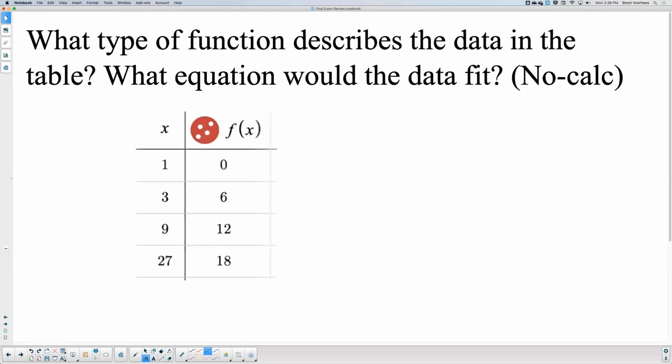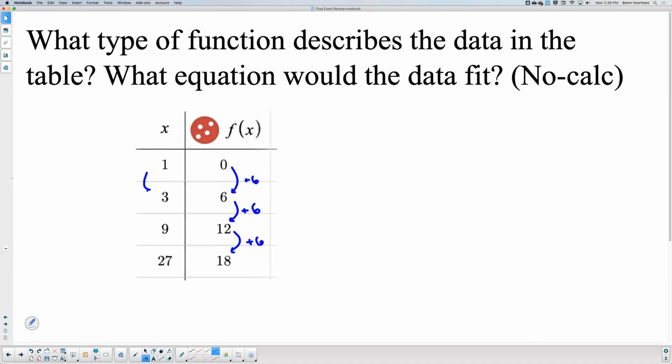Now moving on. Look at this table here. It says what type of function could be described in the data? Well, I can quickly observe when looking at this, the x's go from 1 to 3, 3 to 9, 9 to 27, and over here 0, 6, 12, 18. I can see quickly that these are changing additively. These are being added by 6 each time, added by 6, and added by 6.